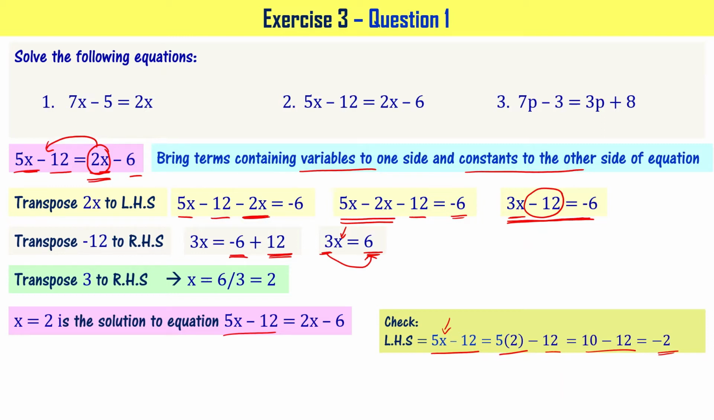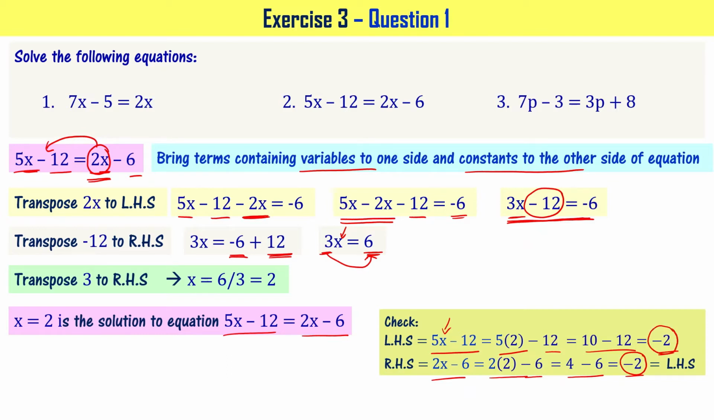Now what is RHS? 2x minus 6. Let's find value of 2x minus 6 when x equal to 2. So 2x minus 6 can be written as 2 times 2 minus 6, right? That is equal to 4 minus 6, that is equal to minus 2. Now look at this. Value of LHS is minus 2 and value of RHS is also minus 2, right?